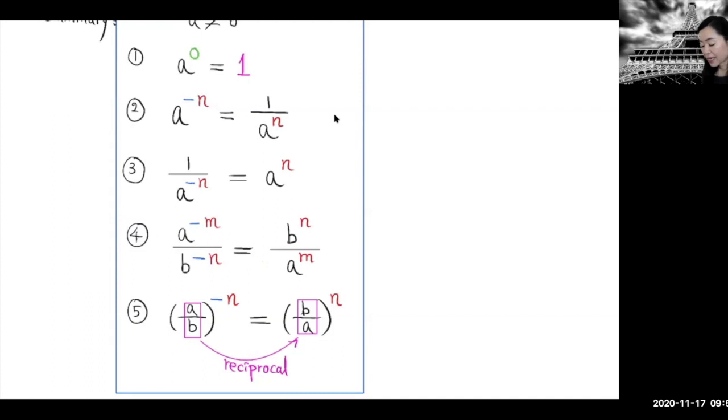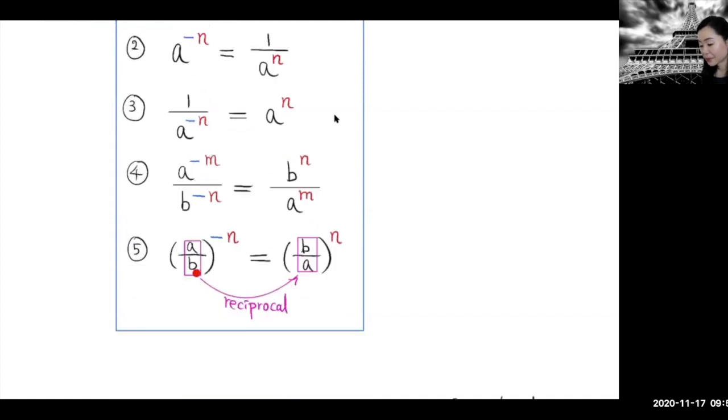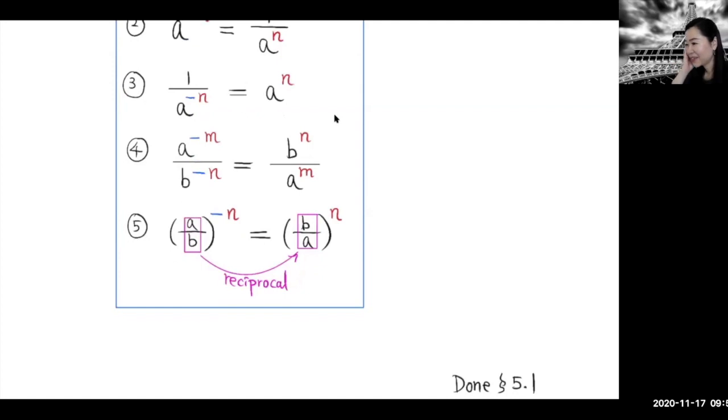Now the last one over here. This is the negative m power. A negative exponent means you're taking the reciprocal, so let's take the reciprocal of the base. The reciprocal of this base is b over a. After you take the reciprocal, you change the negative exponent to positive, so you change the exponent from negative n to n. Okay, so that's the reciprocal of this. Are you guys good?